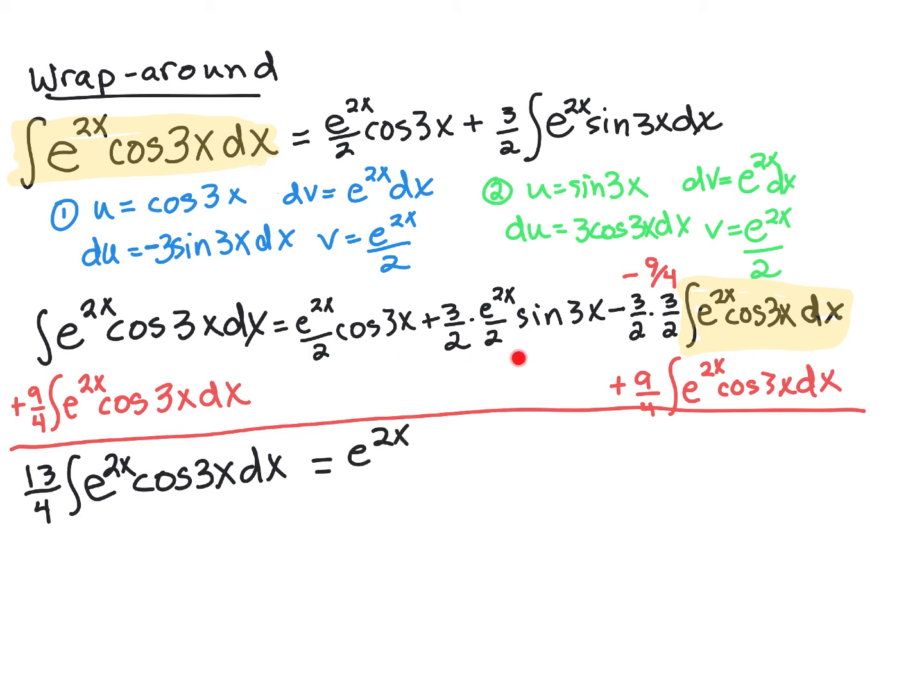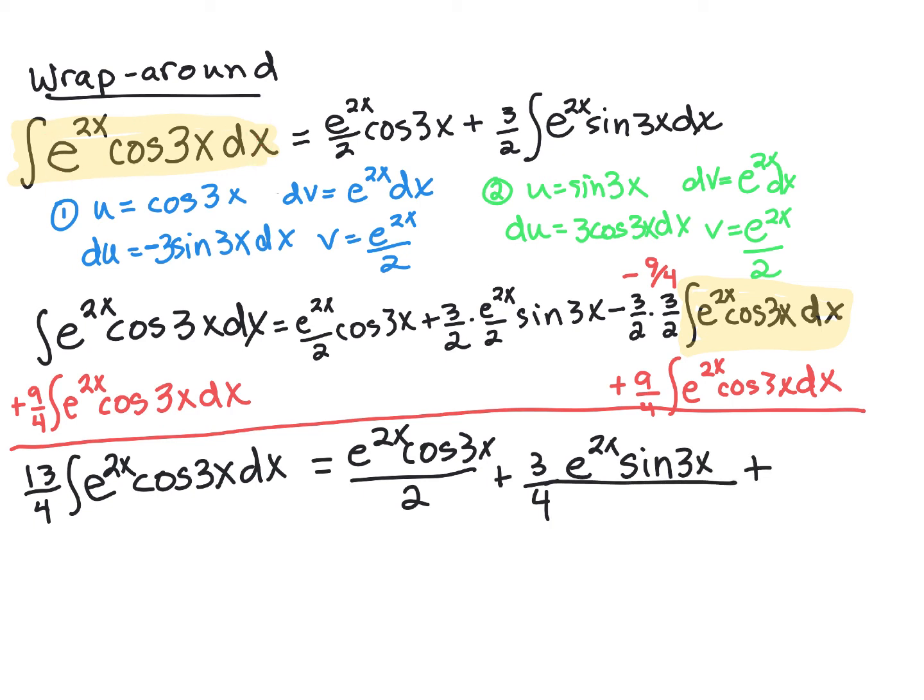this stuff right here that I already got. So I copy this stuff. By the way, that's 3 over 4. And now the integral I was looking for had a coefficient of 1. So I'm just going to multiply both sides by 4 over 13. And that's going to leave me with just that original integral.